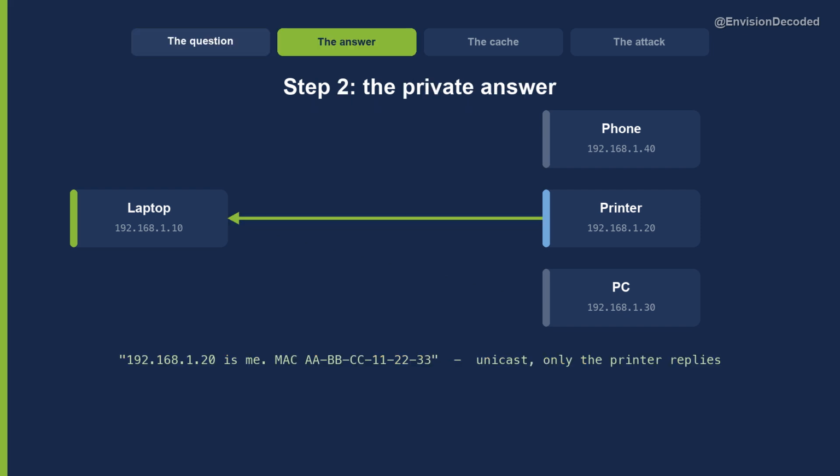Step 2 is the private answer. Every device hears the question, but only the printer recognizes its own IP. It replies directly to your laptop, Unicast this time. 192.168.1.20 is me. My MAC is AA-BB-CC-11-22-33. Everyone else stays silent.